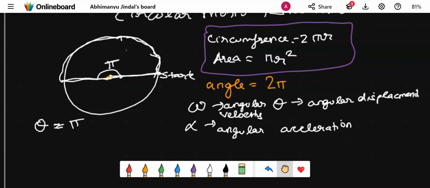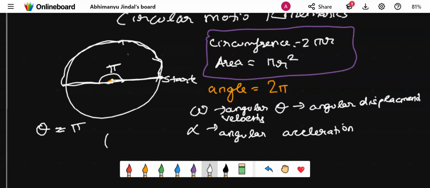Now let's go to angular velocity. And remember, angular displacement theta is always greater than or equal to 0 and less than 2 pi, because it's displacement. The max you can come is back to your starting point, so your displacement is 0. Displacement is from this position to this position, and it has to be less than 2 pi.